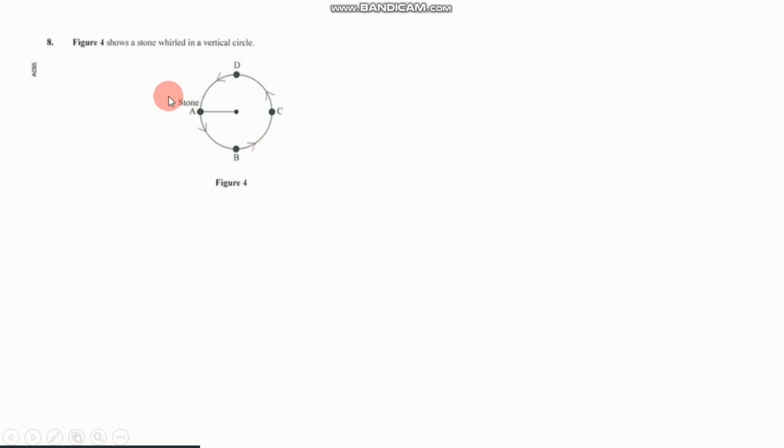Remember, there are two types of velocities. We have the angular velocity and the linear velocity. The angular velocity is the one that is keeping this stone moving in a circular path. So the angular velocity together with the tensional force are the ones that are responsible for keeping this stone in a circular path.